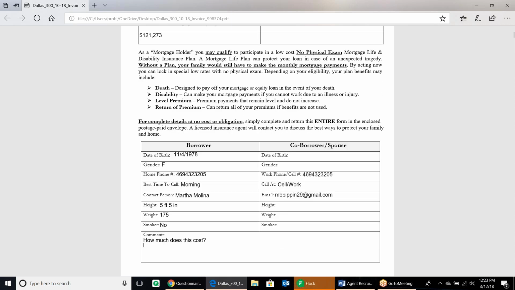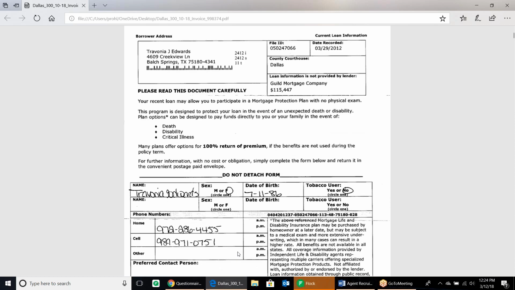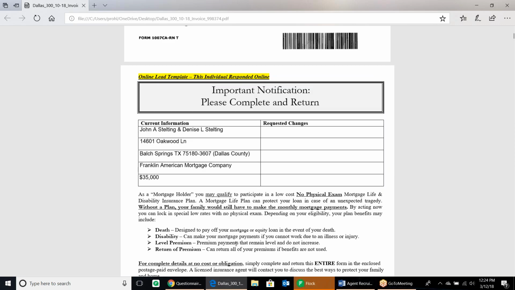And obviously, if they want to make comments, they can say, how much does it cost? I mean, what better indication that they're actively, currently looking than for them to actually type in there themselves, how much does it cost? Fantastic. So, same thing.